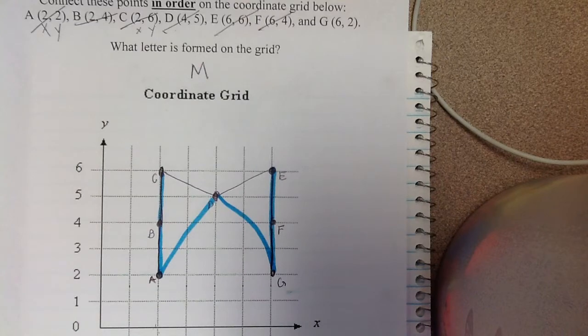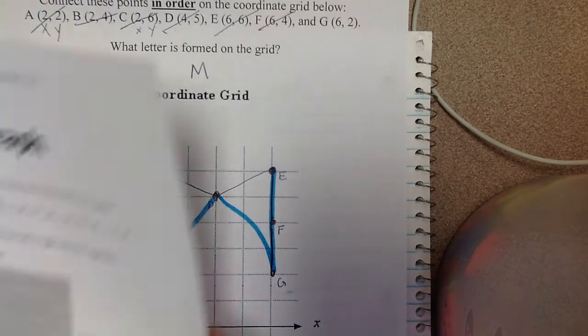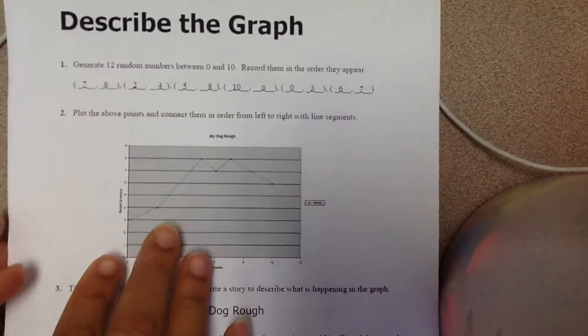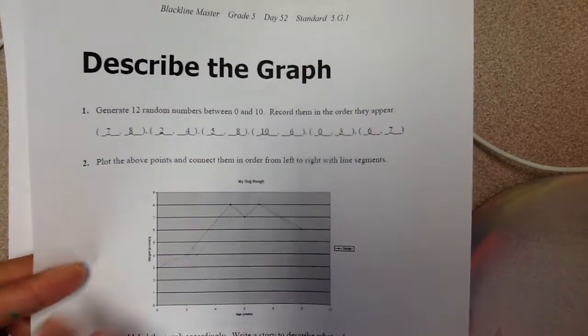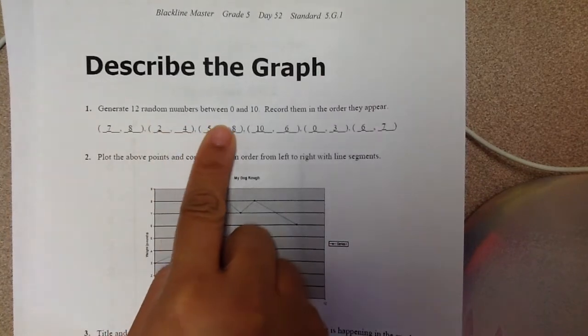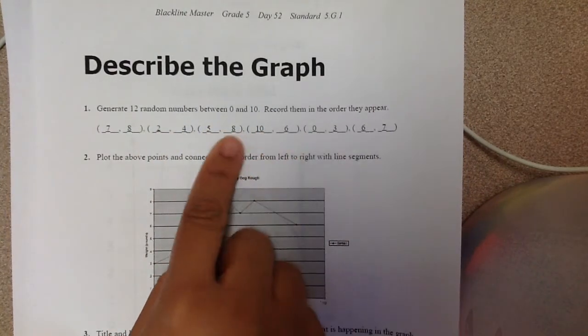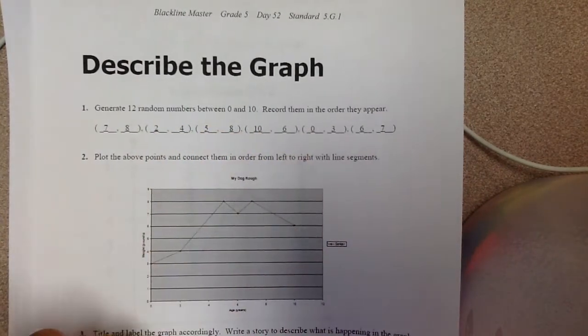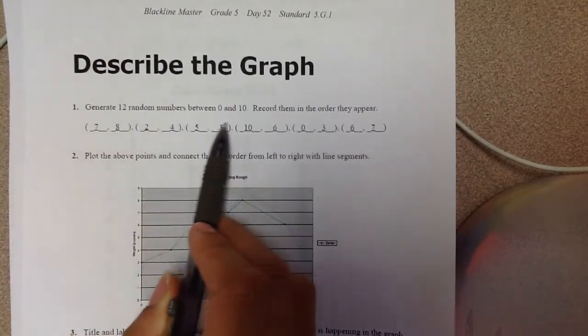Now, the next thing we're going to look at is this Describe the Graph page. Okay? We're going to look at what this is actually talking about. They had to generate 12 random numbers between 0 and 10 and record them in the order that they appear. So they thought of 12 random numbers and wrote them all out here.